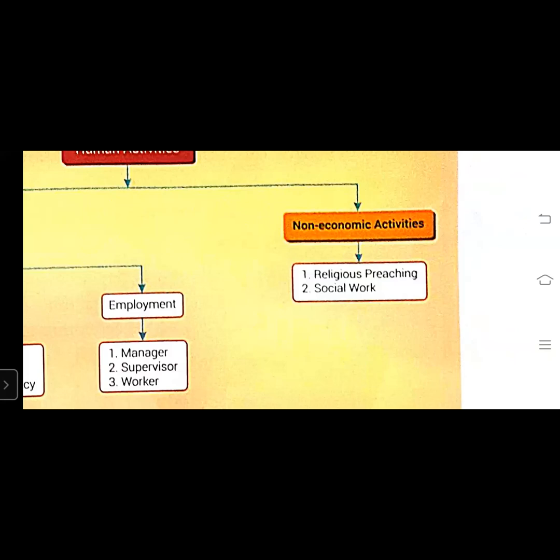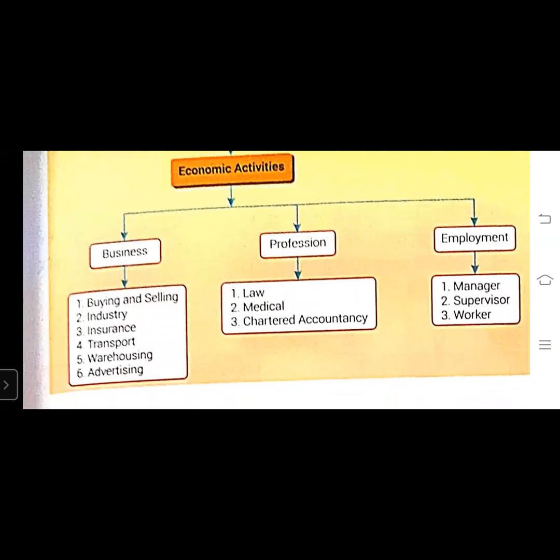Types of economic activity are further divided into three parts: business, profession, and employment. What do you mean by business? Business refers to an occupation in which people regularly engage. First point, they should be engaged on a regular basis in production or buying and selling of goods and services. And second, to satisfy the needs of other people with the view of earning profit. The second motive is to earn profit.